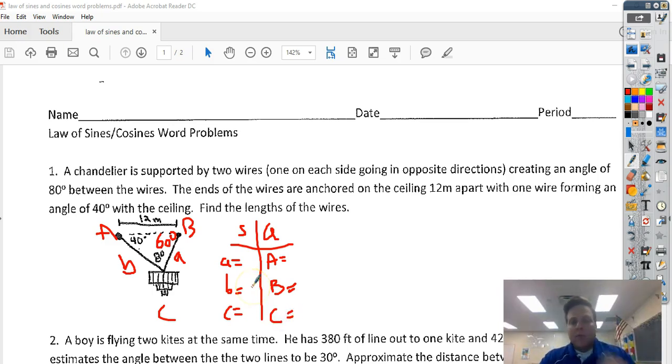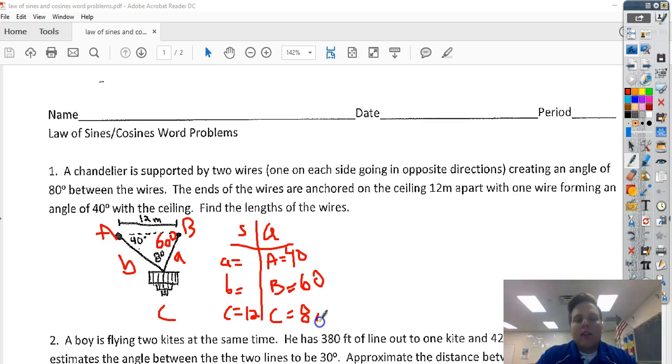Alright, so let's plug in what we know. Well, we do not know little a. We do not know little b. We do know little c, that's 12. We know that angle A is 40. Angle B is 60. Angle C is 80.